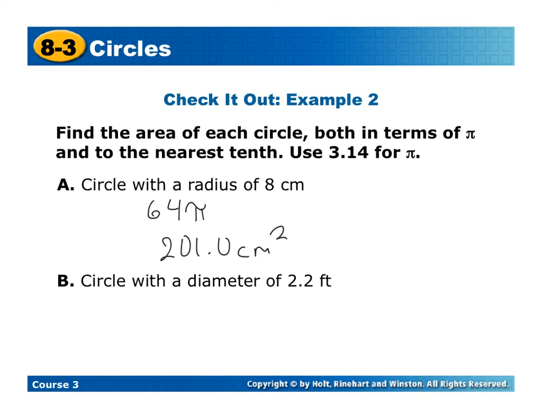Once again, we have to do our diameter divided by 2, which is going to give us 1.1. So my radius is equal to 1.1. Do 1.1 times 1.1. It's going to be 1.21 pi in terms of pi. Multiply that by 3.14, it's 3.799, or about 3.8 feet squared.